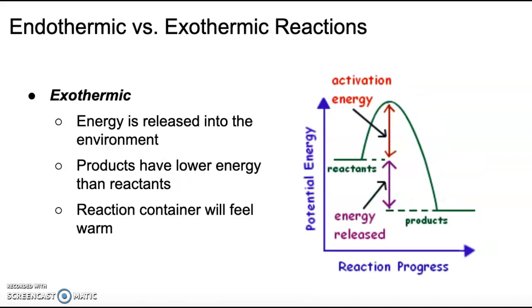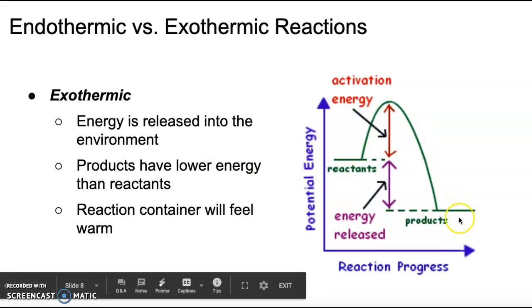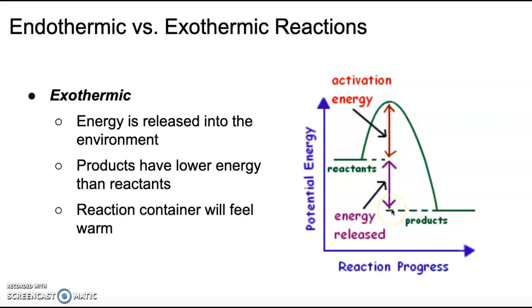For an exothermic reaction, on the other hand, energy is going to be released into the environment, so from the molecules into the environment. And so when that happens, the products are going to have a lower energy than the reactants. So if we look at our energy diagram here, we can see that reactants are up here around the middle of this potential energy, and the products are way down here. Right? So if the products are lower than the reactants, that means that energy was released in this reaction. If a reaction is exothermic and it's releasing energy into the environment, then the reaction container is going to feel warm.